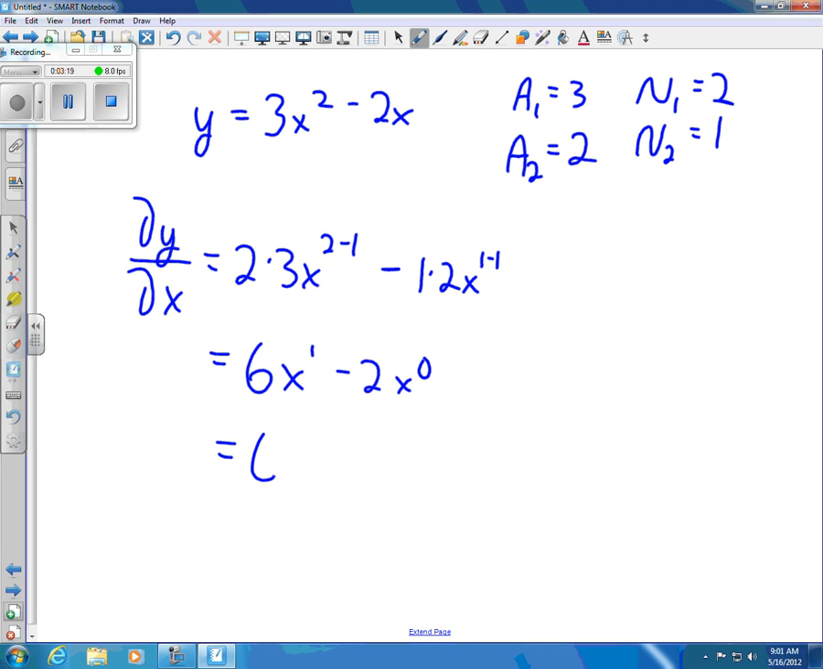So let's see, that would be 6x. We ignore the 1 as the exponent. And 2 times 1. Remember, anything taken to the 0th power is 1. So this just equals 6x minus 2. And that's how you do derivatives, find the slopes. We have two observations of x in the same equation.